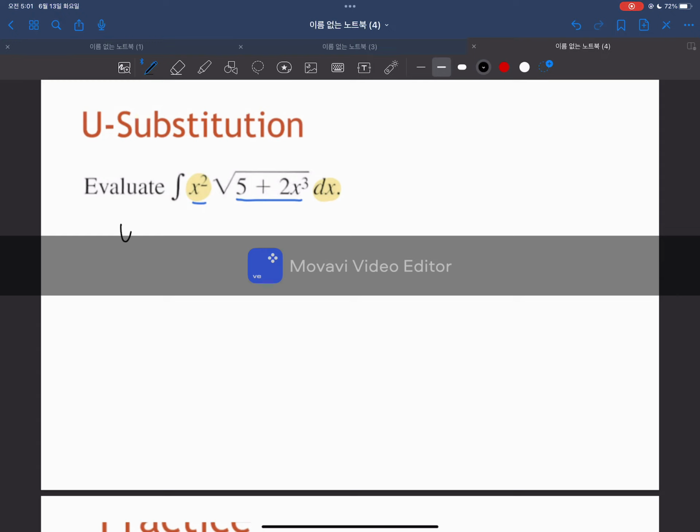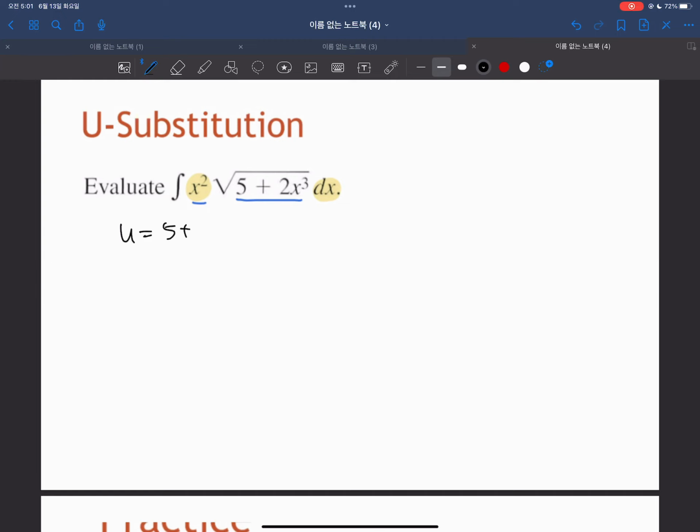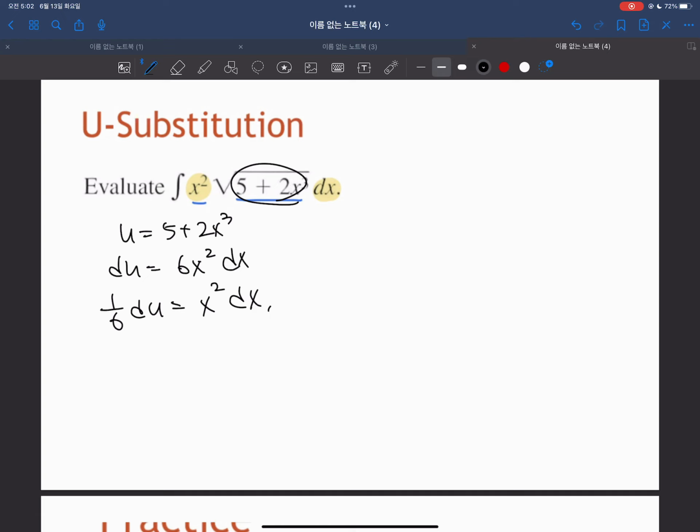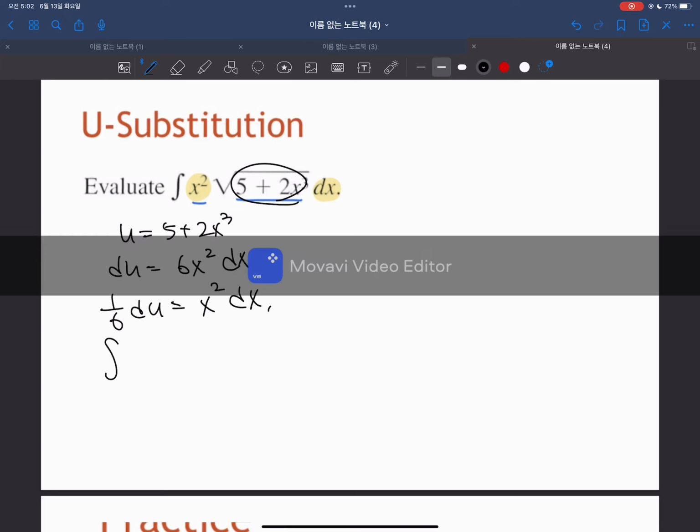We will set u as 5 plus 2x cubed, which is in the root. du will be 6x squared dx. When we divide it by 6 on each side, we'll get 1 over 6 du is equal to x squared dx. When we plug this into the original equation, we'll get the integral of root u times 1 over 6 du.